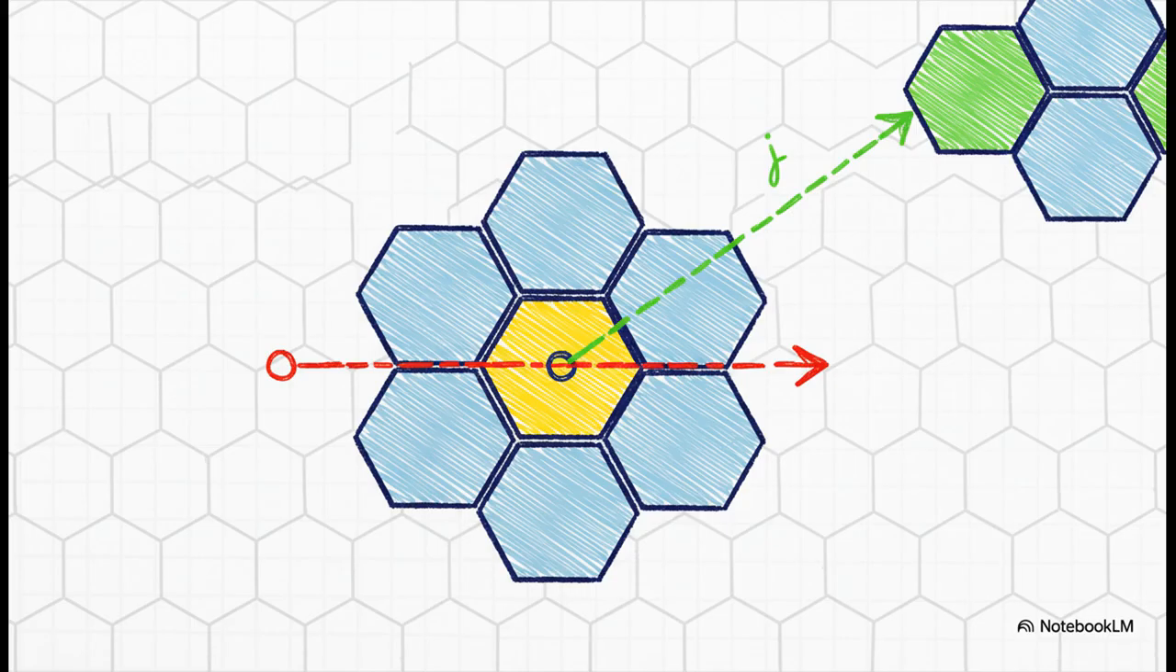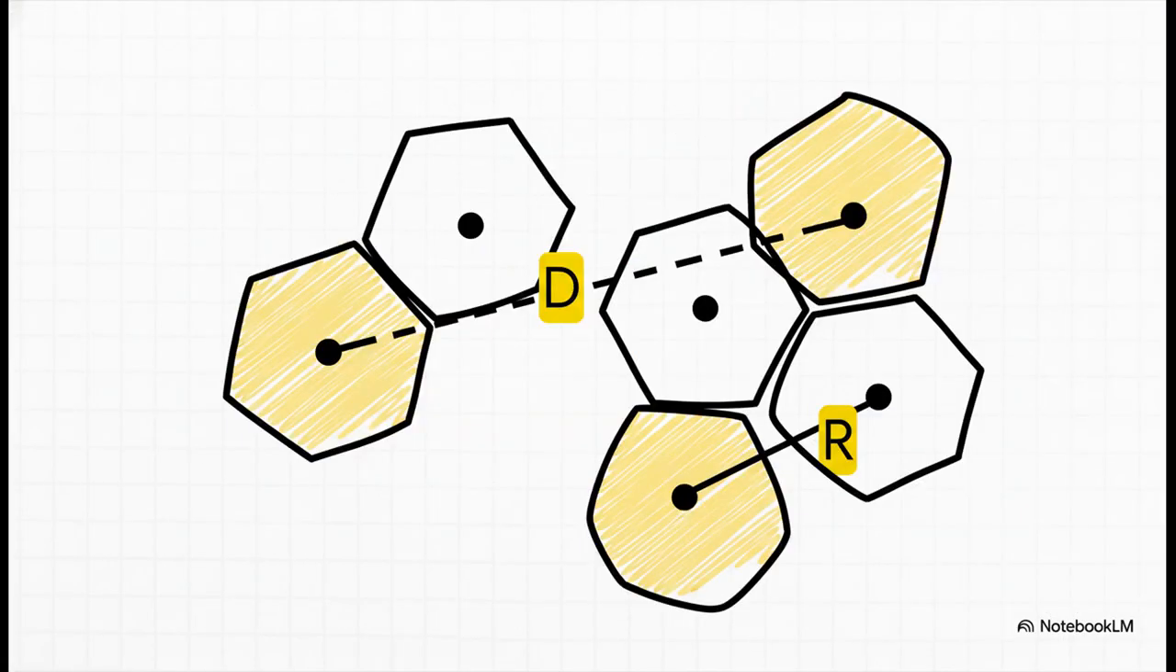Okay, you ready for the proof? Let's do this. Step 1 is all about understanding the geometry. So we have this letter N, which stands for the cluster size. That's just the number of cells in a group before you have to start repeating the frequencies. And you calculate N with this formula using 2 integers, i and j. It's simply N equals i squared plus j squared plus i times j. Okay, on to step 2.